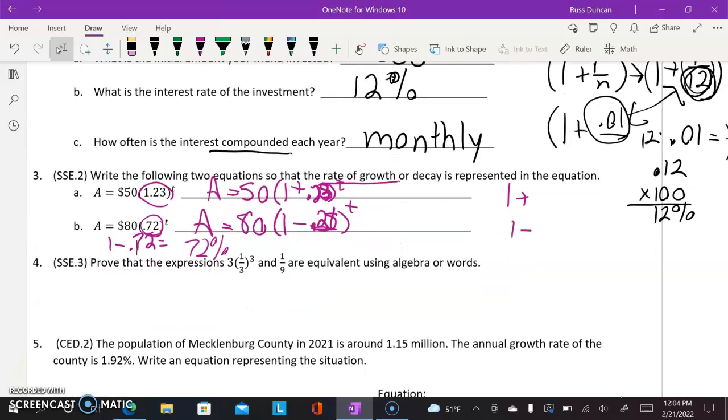Okay? Now, prove that these expressions are true algebraically. Well, or in words.